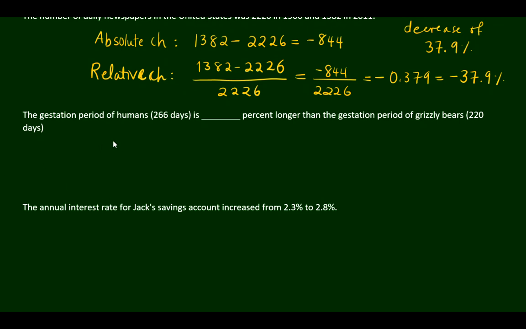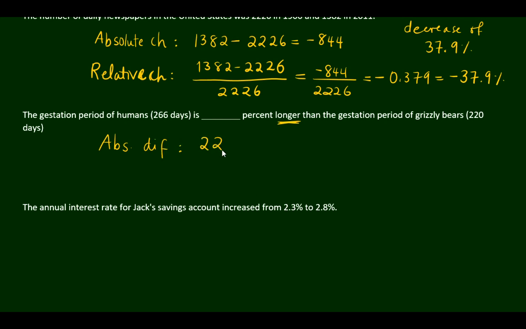In this one, it says the gestation period of humans, what percent longer? It says clearly longer because the gestation period for humans is 266 days, whereas for bears it's 220. So this is the smaller number, so you expect it to be longer. You're comparing 266 to 220. Usually for the same quantity, like the number of daily newspapers, you can use absolute change. Now you're simply comparing different quantities with the same unit, so we call it not absolute change, but absolute difference. Absolute difference is the actual difference.